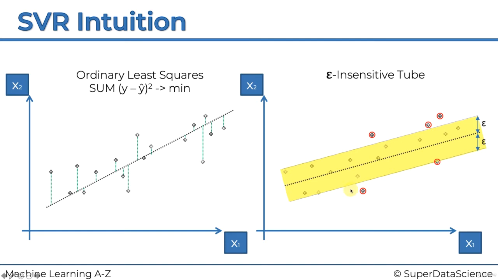There they are. And for them, we do care about the error. Here it will be measured as the distance between the point and the tube itself. So not the trend line, but the tube itself. These distances have names. They're either xi star if the point is below the tube, or xi if the point is above the tube. These values are called slack variables. And we do care about the error, so we care about these distances.